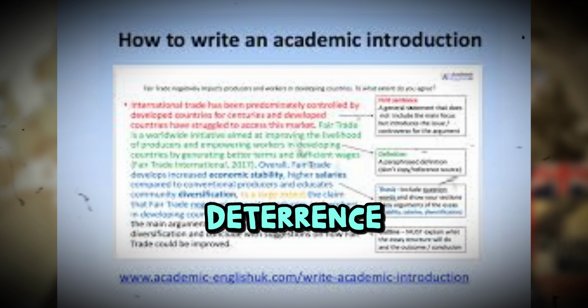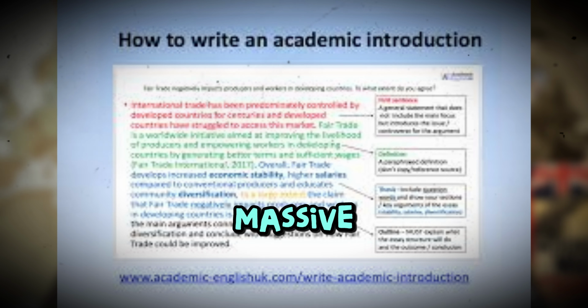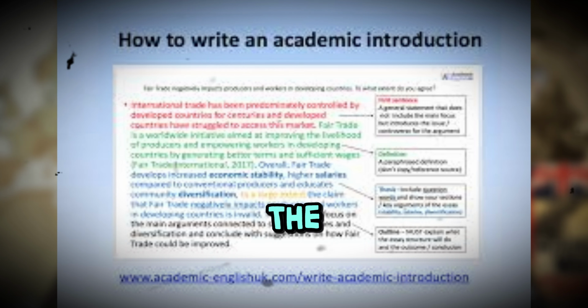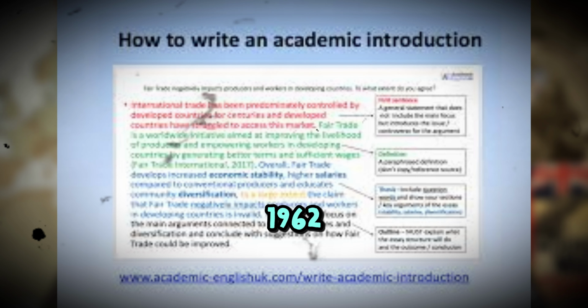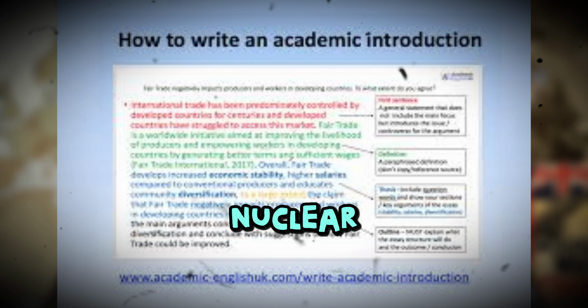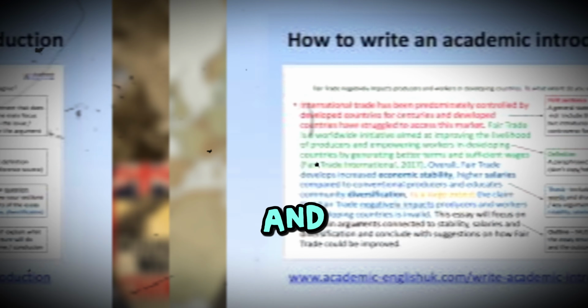4. Nuclear deterrence. Another key feature was nuclear deterrence. Both superpowers built massive arsenals capable of mutual destruction. The threat of mutually assured destruction, MAD, meant direct conflict was avoided. Events like the Cuban Missile Crisis, 1962, brought the world perilously close to nuclear war. For A-level essays, you can link nuclear weapons to the theme of fear, power, and diplomacy.